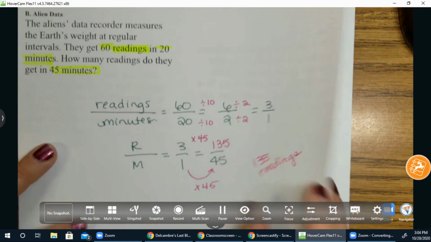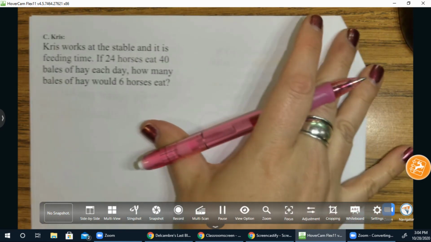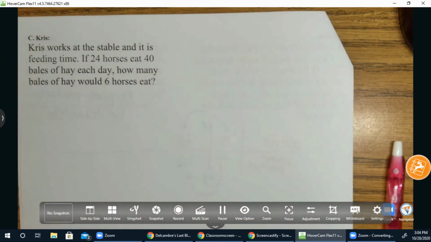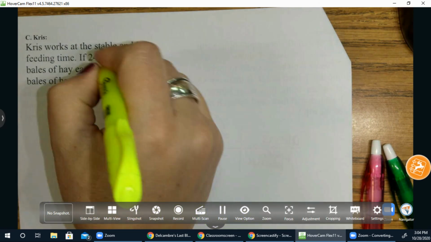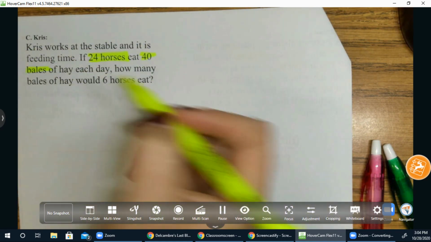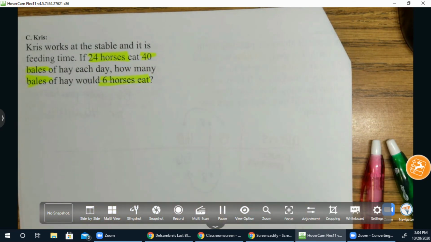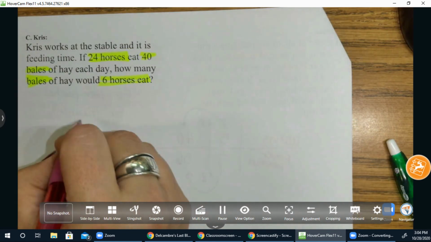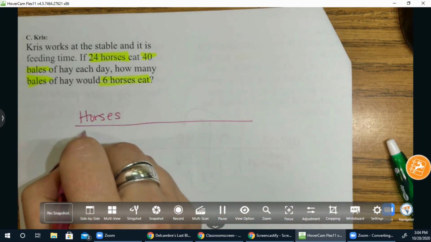Okay. Let's go to letter C. And this is a horse in a stable and bales of hay. So Chris works at a stable and it's feeding time. If 24 horses eat 40 bales of hay, how many bales of hay would 6 horses eat? So I'm comparing horses and bales of hay. I've got to find how many bales will work for 6 horses. So again, I'm going to write this out. I'm going to look at horses because horses came first. So I'm going to put horses on top and bales on the bottom.